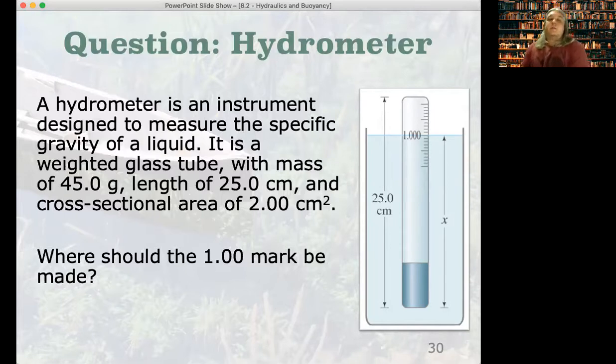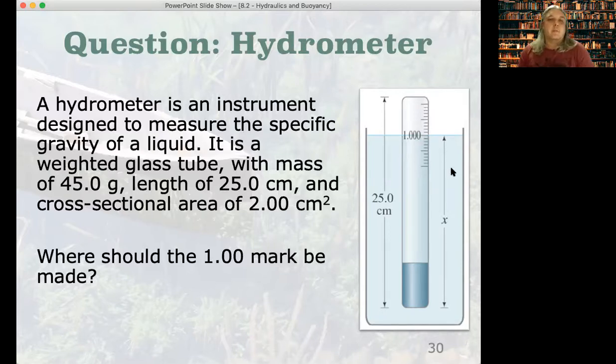Remember that the specific gravity of a liquid is the ratio of the density of that liquid to the density of water. So what we need is that when it is placed in perfectly pure water with a density of 1.000, we have a reading of 1.000 on it. When we place it in pure water, it sits at that exact position below the water as per the diagram. The 1.000 is at our water level when this is pure water.